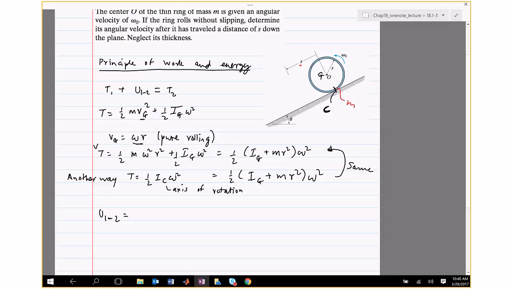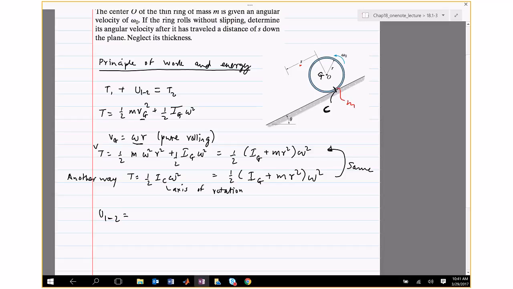If there was friction, and if it was pure rolling, then friction would do no work. Why is that? Because friction acts at C, and point C doesn't move. It's at rest at that point. So friction does no work in this case. Pure rolling, it doesn't do any work. If it's sliding, yes, friction would do work. It would be force of friction times the distance moved by C. So U12 is only the work done due to weight.